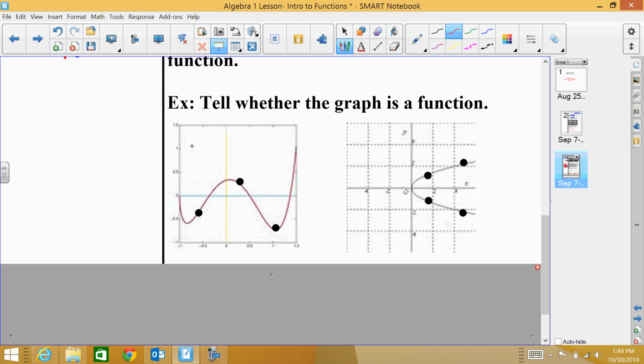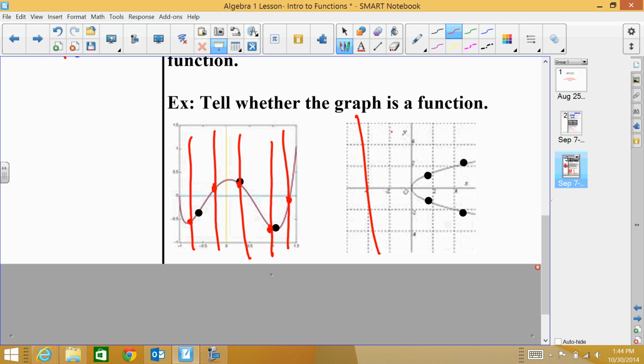So if I draw vertical lines through my graph, I only cross through 1 point every time I draw a line. So this one would be a function. Now if I draw vertical lines on this one, then I cross through more than 1 point. So this one would not be a function.